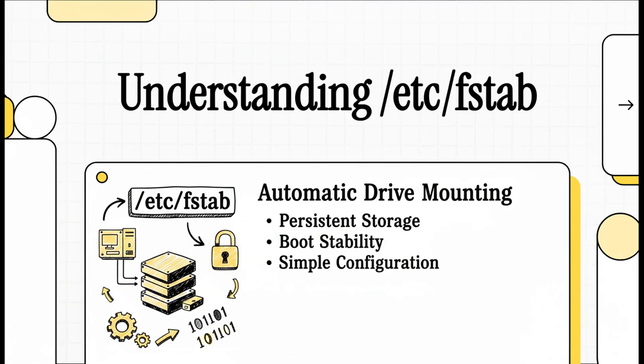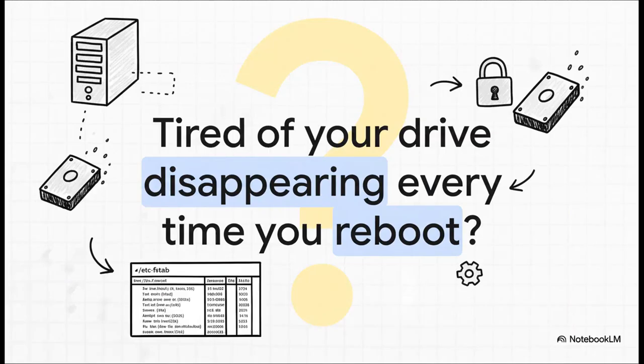Hey everyone, today we're going to tackle one of the most satisfying little fixes in the world of Linux. We're going to conquer the /etc/fstab file so your drives show up exactly where you want them every single time. You know the feeling, right? You get a new drive, you set it up perfectly for all your media or your backups, you reboot your machine, and poof, it's gone. You've got to go find it and mount it all over again. It's so annoying. But don't worry, there is a permanent, elegant, built-in solution for this.